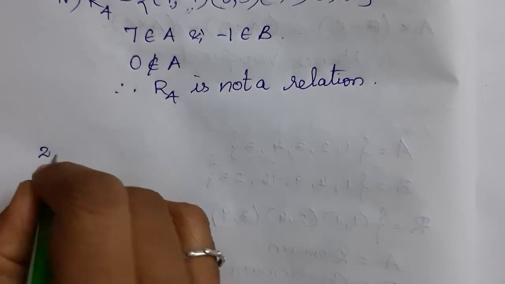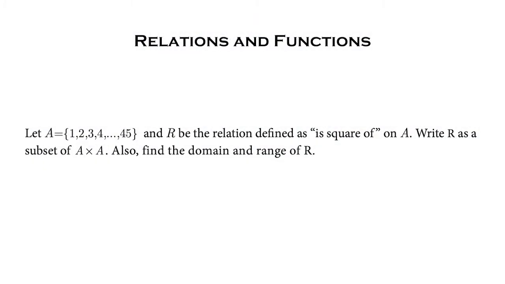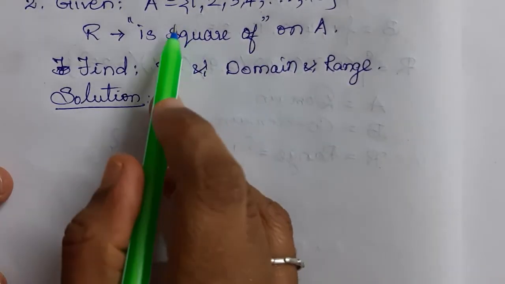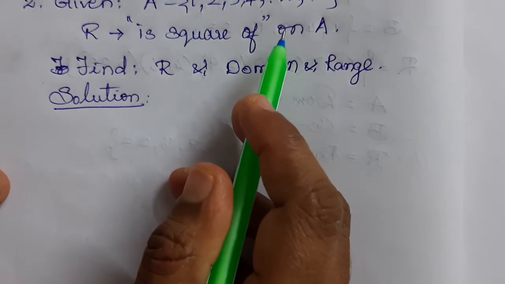We'll move on to the second sum. Let A equal 1, 2, 3, 4, etc. till 45, and R be the relation defined as "is square of" on A. Write R as a subset of A cross A. Also find the domain and range of R. It is given that set A is 1, 2, 3, 4, 5, etc.